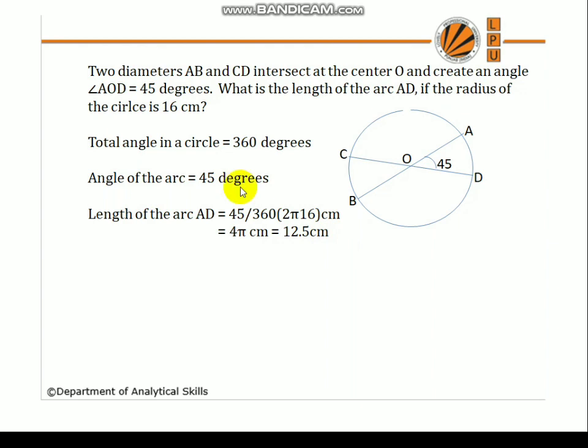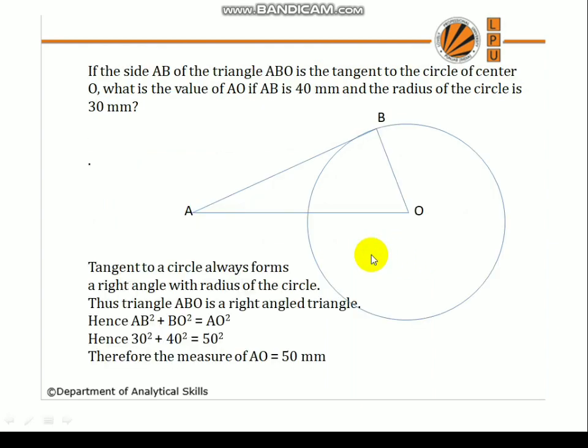Let's see the next problem. Here a triangle and circle are given in the diagram. The question says the side AB of the triangle is a tangent to the circle of center O. That is, the triangle ABO was drawn, whereas the side AB is also tangent to the circle. What is the value of AO if AB is 40 millimeter and radius of circle is 30 millimeter?